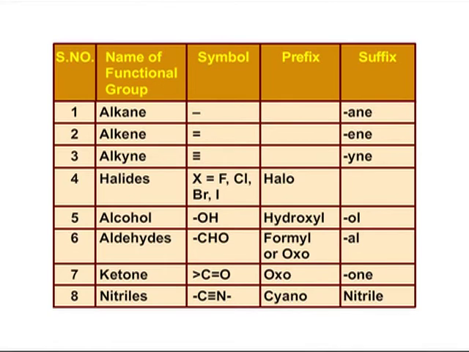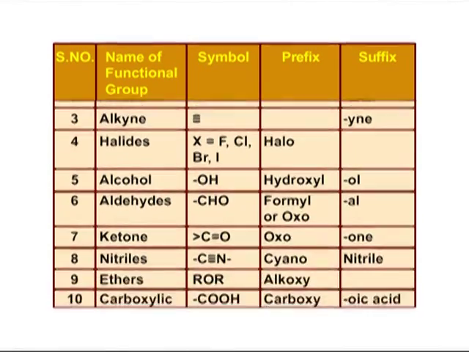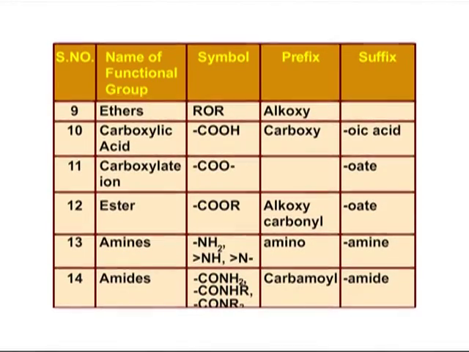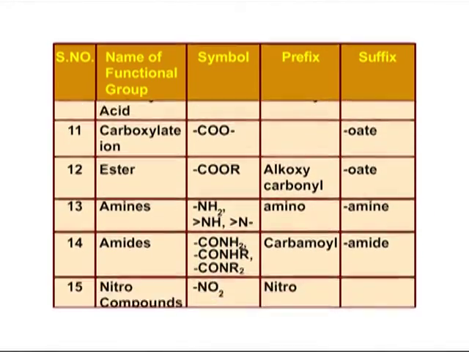For functional group aldehydes, the symbol is shown in the table. Its relevant prefix is formyl or oxo and suffix is -al. For functional group ketone, the symbol is shown in the table. Its relevant prefix is oxo and relevant suffix is -one. For functional group nitriles, the symbol is shown in the table. Its relevant prefix is cyano and relevant suffix is nitrile. Similarly, we can see other functional groups, the symbol of that group, and the prefix and suffix for a particular group in the shown table.